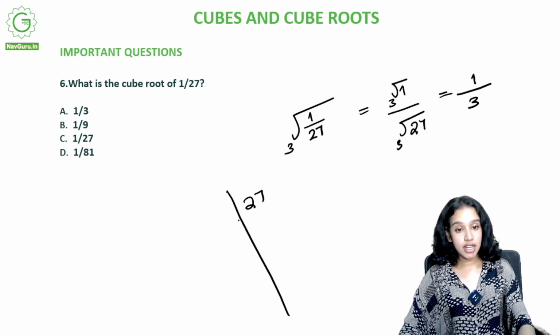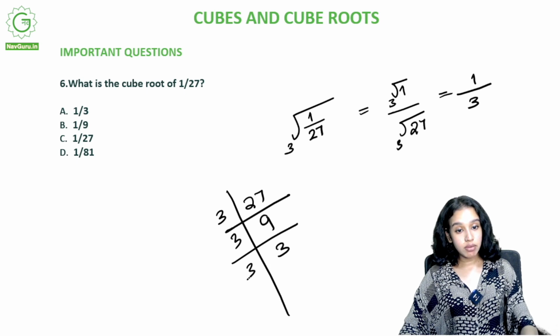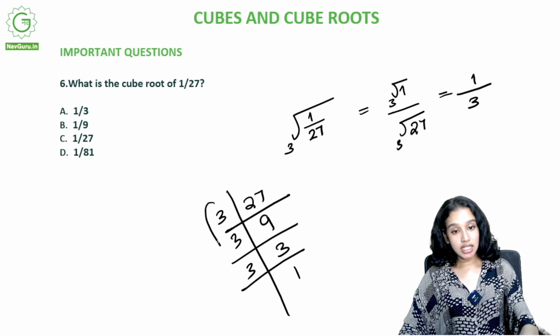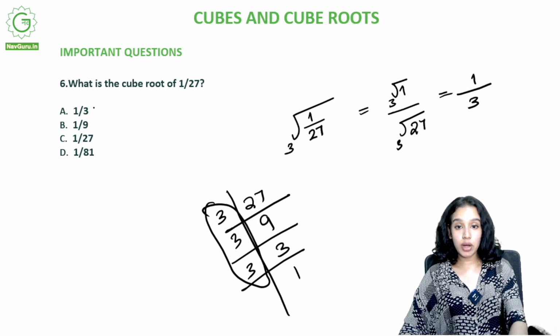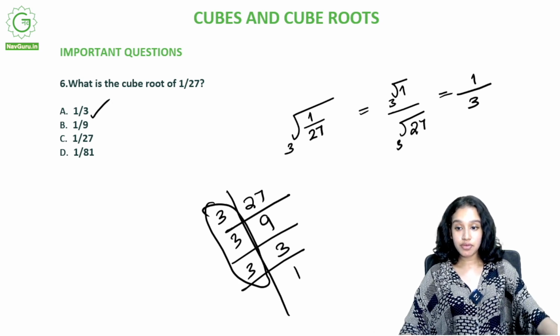27 prime factorization: 3, 9, 3, 3, again by 3 we get 1, and this is a group of 3 3s, and we get 3 as the answer.